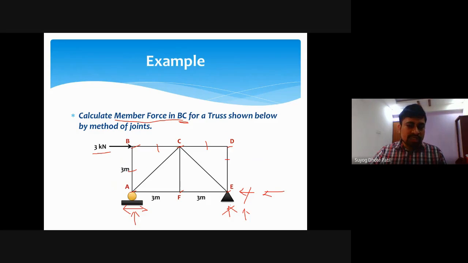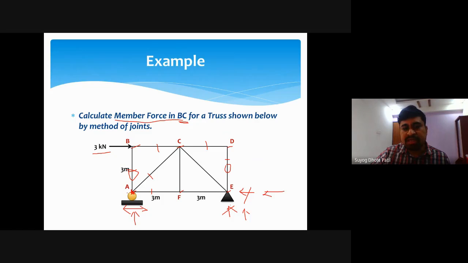After calculation, we can say this member is a zero-force member. Ultimately, if I now consider joint A, at the initial stage I didn't know the nature of the force in member AB, but at present I know that the member force in AB is 0. So at joint A there will be only two unknown forces, that is FAC and FAF. So at present I can solve this.